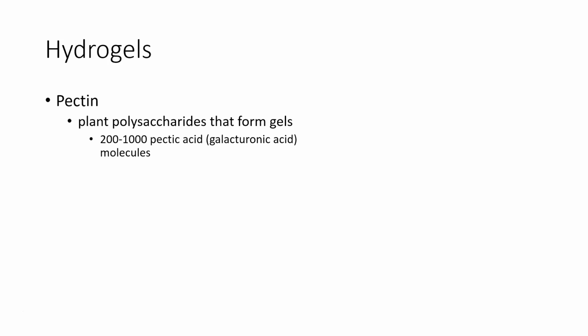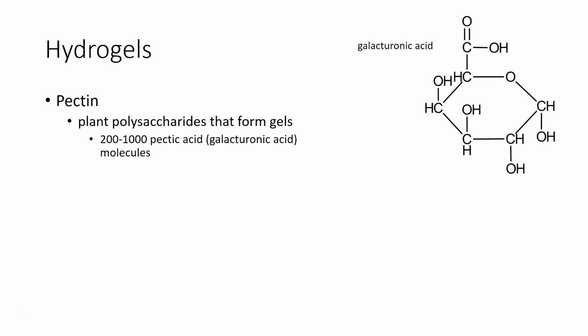It has got 200 to 1,000 pectic acid molecules. Pectic acid is galacturonic acid. Your difference is up on the top rather than just having a carbon. It's got the acid group. It's got the C double bonded to the O bonded to the OH.